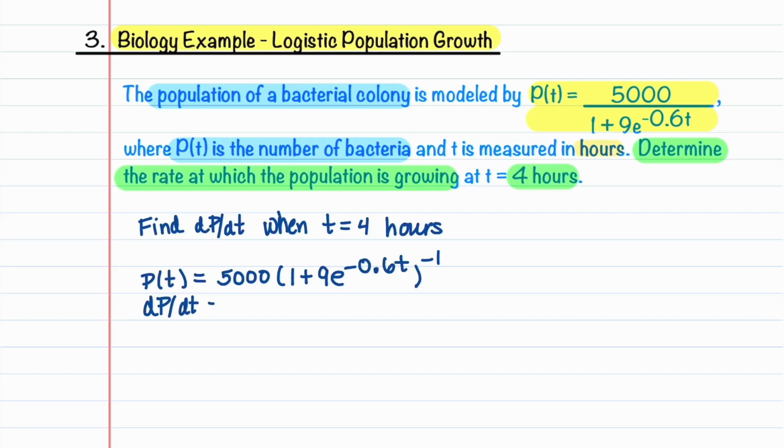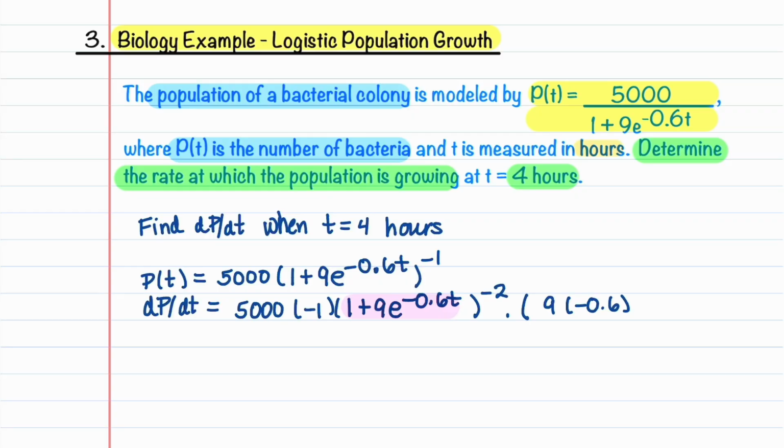dP/dt is 5,000 times -1 times (1 + 9e^(-0.6t)), all raised to the -2. And now we have to find the derivative of what's inside. That derivative is 9 times -0.6 e^(-0.6t).